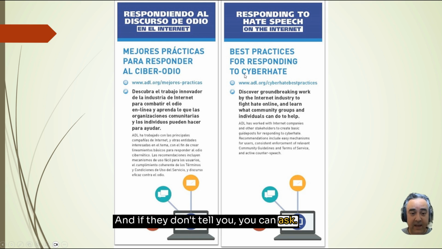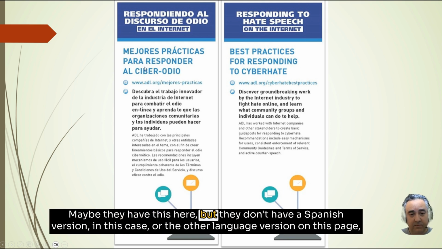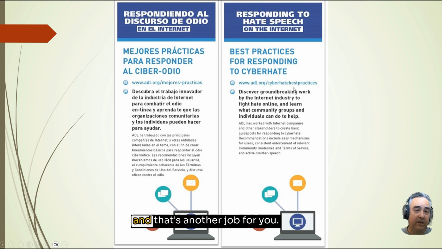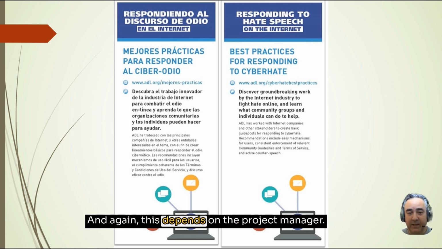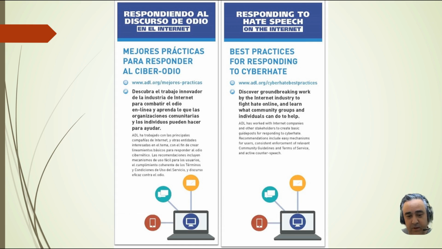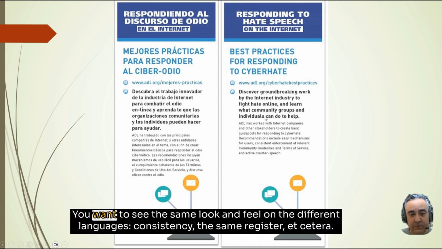And if they don't tell you, you can ask. Maybe they have this here, but they don't have a Spanish version in this case, or the other language version on this page. Then you can ask, hey, do you want that translated as well? And that's another job for you. And again, this depends on the project manager. Stay in contact with that project manager. But in essence, this is what you want to see. You want to see the same look and feel on the different languages. Consistency, the same register, etc.